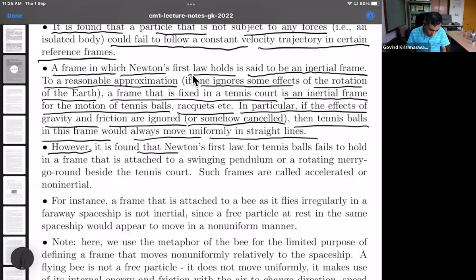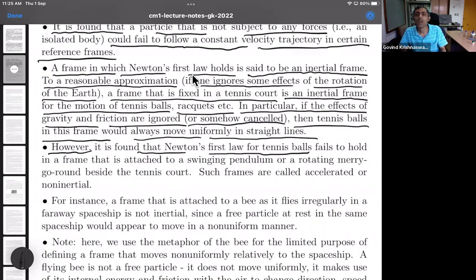However, it is found that Newton's first law for tennis balls, when I say Newton's first law for tennis balls, is the assertion that they will always move in straight lines at uniform speed in the absence of other forces, in the absence of other influences. Okay, so somehow you have to turn off gravity. That is your problem. There are ways to do that.